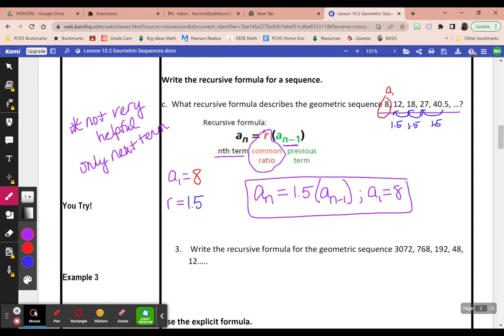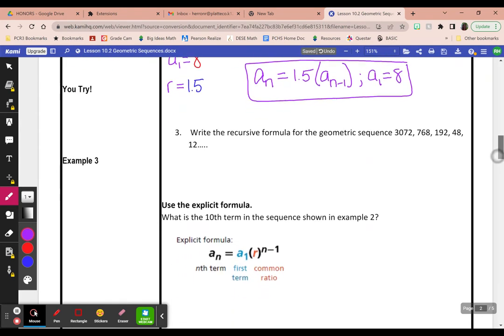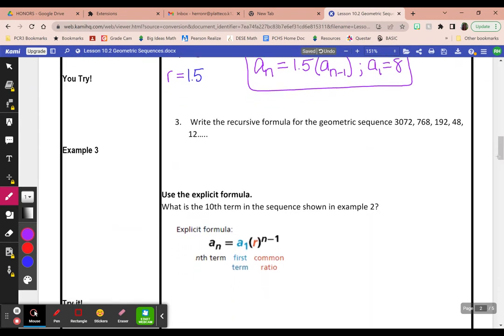Okay? So same thing for the next one. You try this one and pause and then come back. So again, I told you a sub 1 and r are the two things you need, right?